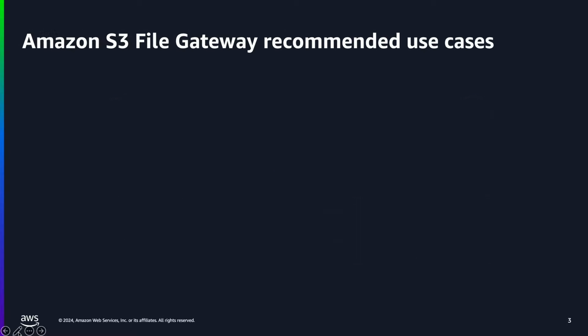There are three main recommended use cases when considering using the S3 File Gateway. Firstly, S3 File Gateway allows you to upload data that is generated on-premises to Amazon S3, enabling you to build data lakes and event-driven data processing workflows. With a one-to-one mapping from file to object, you can leverage native AWS services to run analytics and process the data.